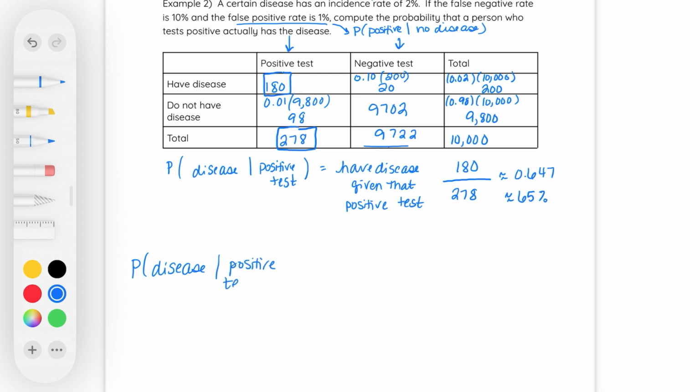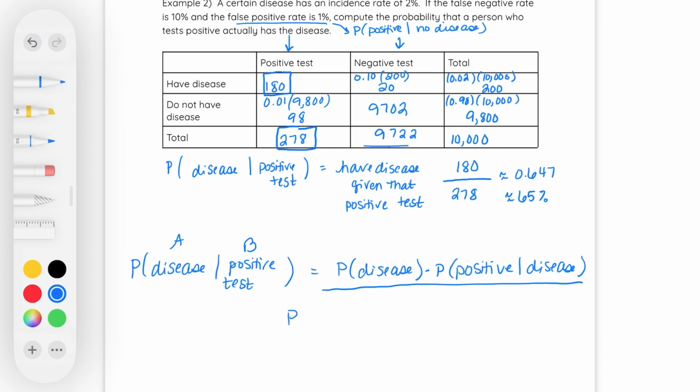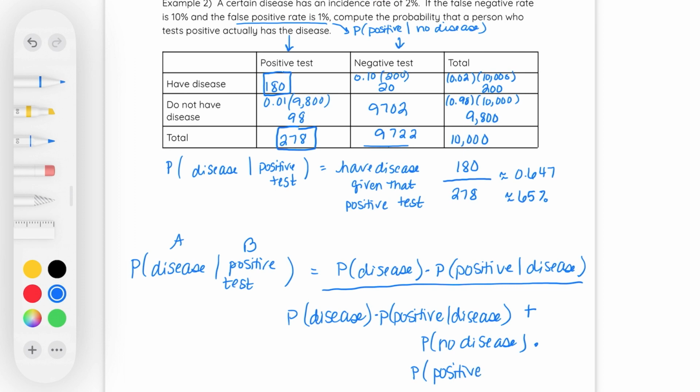It's the same one we just had. This is our A, this is our B. So the probability that we have the disease times the probability that we test positive given we have the disease, over the same pieces, plus the probability of no disease times the probability of testing positive given that we have no disease.